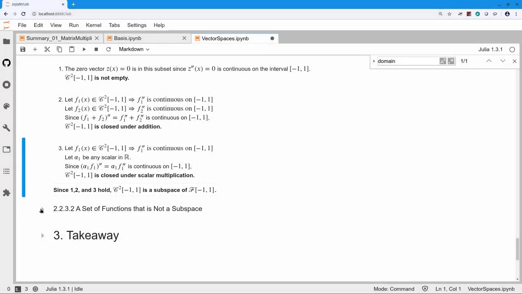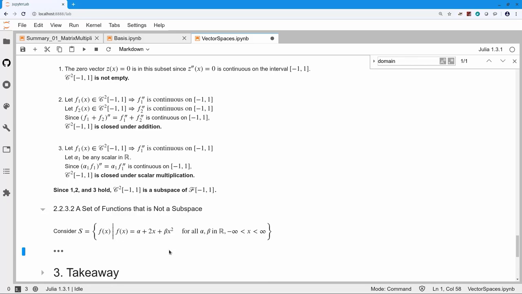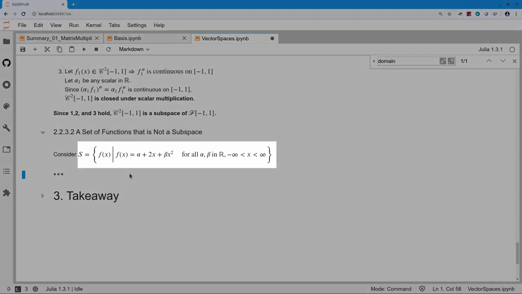For my last example, I'll look at another set of functions. This time around, I want to look at the set S of functions equal to alpha plus 2x plus beta x squared for all possible alpha and beta. And if you look, that's again one of those examples where it's almost a span. But for a span, I would have to have an arbitrary parameter times x, not this constant.